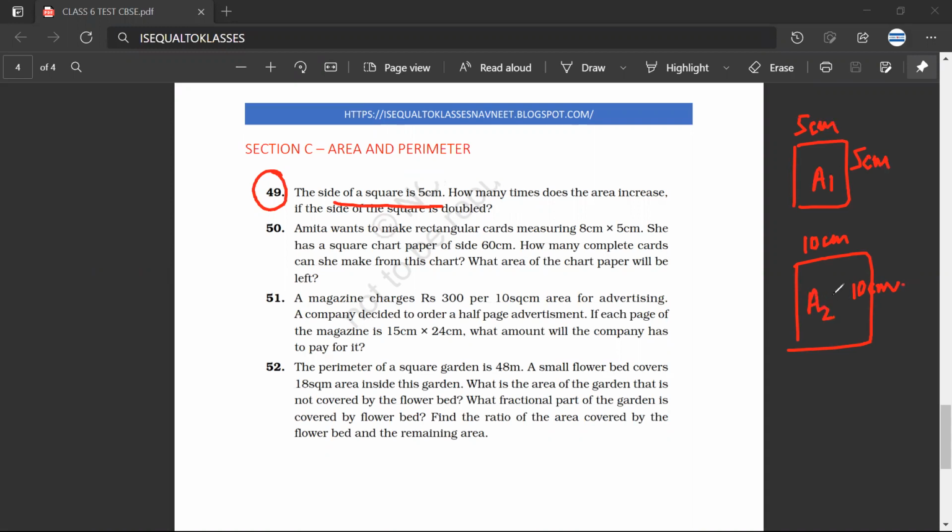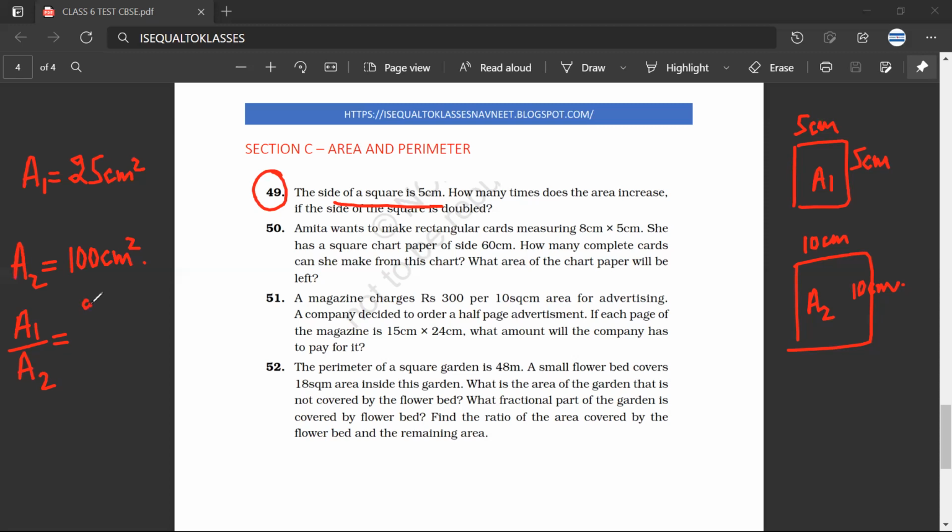Mr. Sarthak, how do I do this question? So if the side of the square is 5 centimeters, then the area will be 25 centimeters. Okay. So double side is 10 centimeters. So 10 into 10 will be 100 centimeters square. Then we'll divide 25 and 100, so we'll get 4 times.